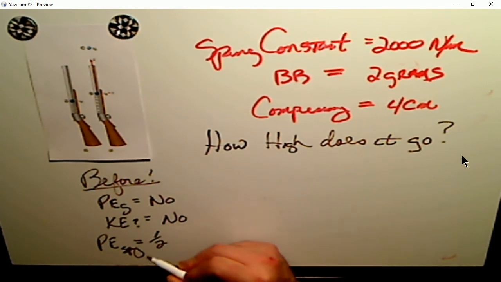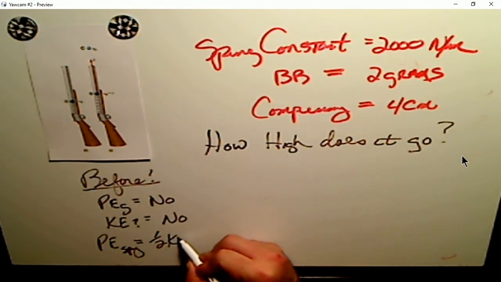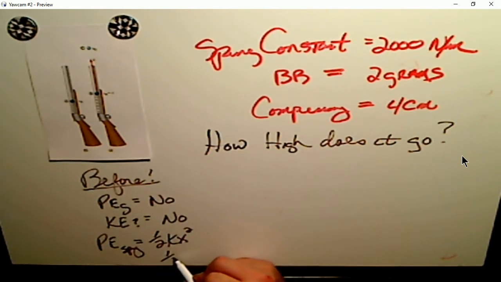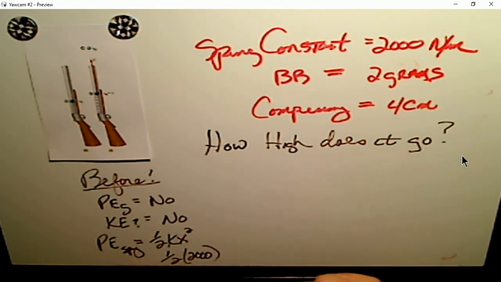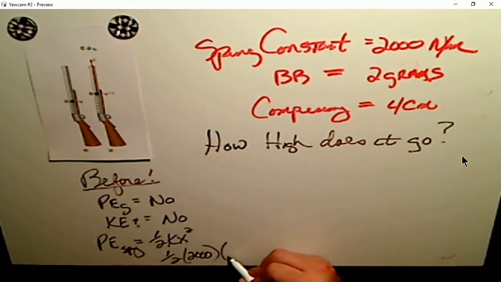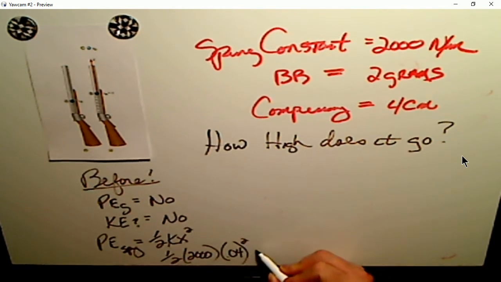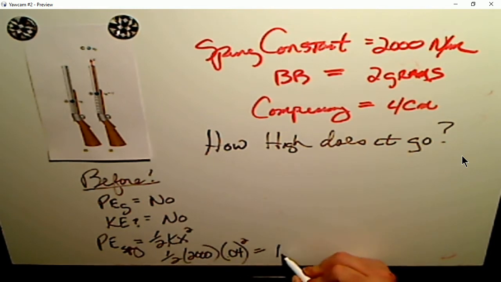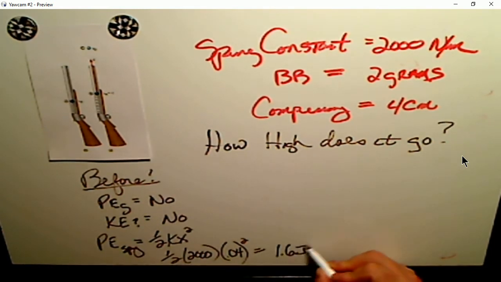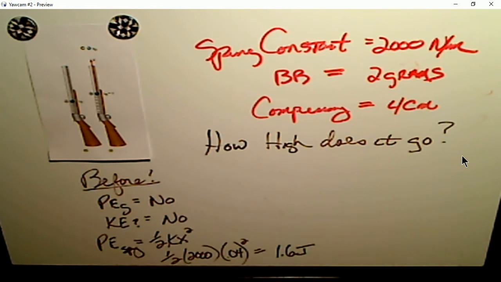And that equals 1/2 times k times x squared, which is equal to 1/2, in our example, 2,000 times the compression of 0.04 squared. Well, we'll do the calculation for this, and you can do that here. What do we get? 1.6 joules. That doesn't sound like much. But again, we don't have to shoot anything very big here.